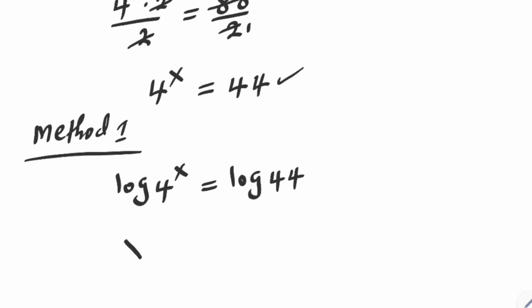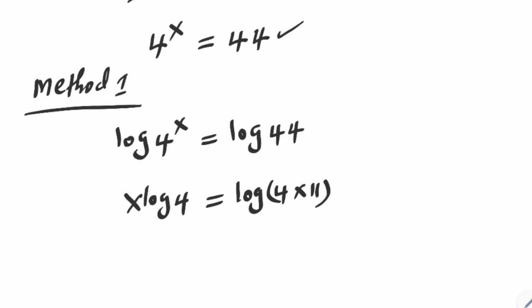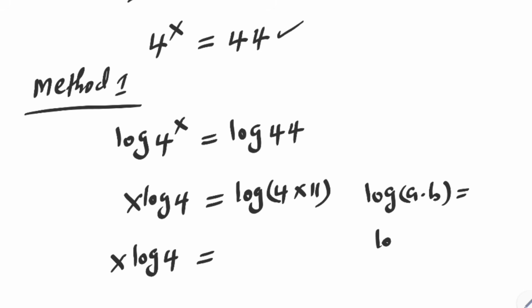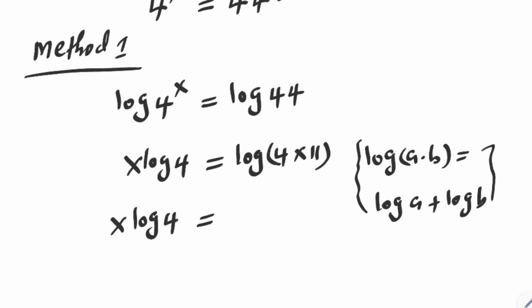So this is x log 4 is equal to log 44 can be written as log 4 multiplied by 11. x log 4 is equal to, if you have log a multiplied by b, this is equal to log a plus log b. We have log 4 plus log 11.